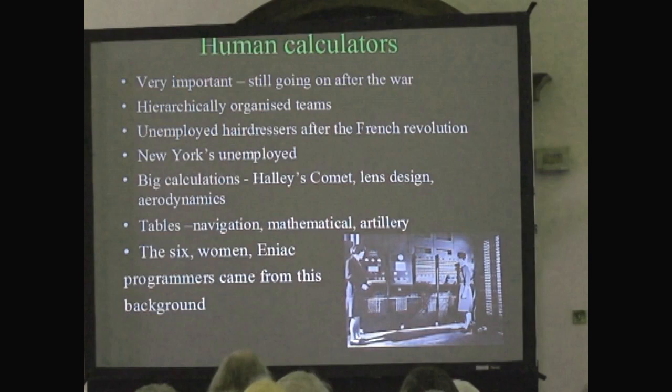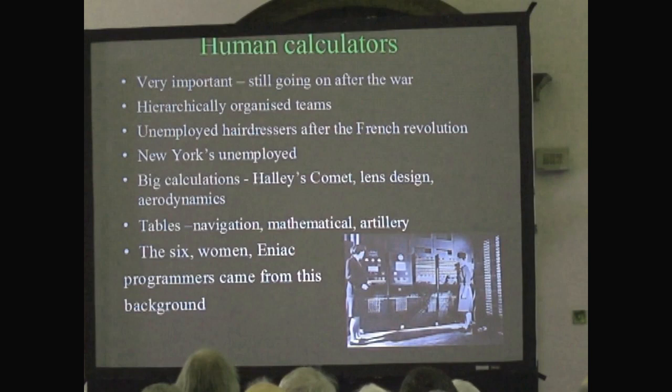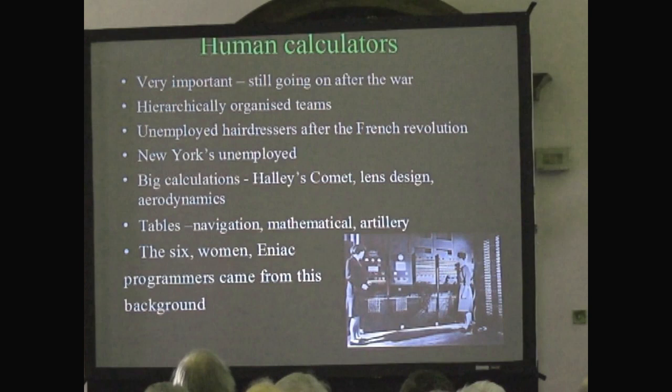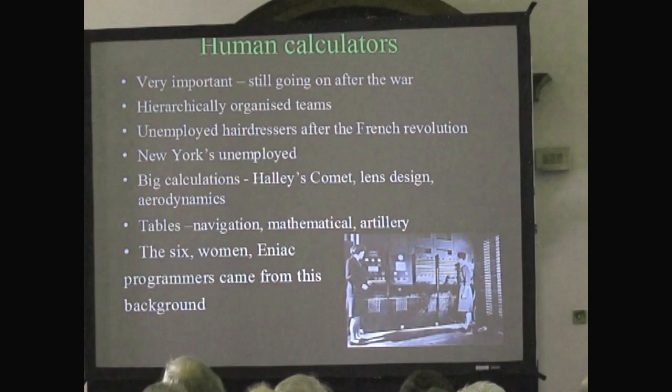Now, in fact, most of the calculation we saw up to the age of the computer was probably done by human beings. You have hierarchically organized teams of people down at the bottom level, who just simply do the sums, produce the next entry to the table. The guys above them will provide intermediate values for them to work from. And somebody right at the top will have developed some algorithms for doing these things. The French famously employed the hairdressers after the French Revolution, because they weren't allowed to be doing hair anymore. During the war, there was an organisation set up which was doing things like gunnery tables and so on. And they employed unemployed people out of New York to do this. There's quite a good book written about that episode.